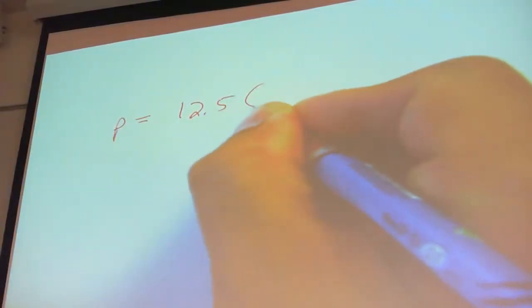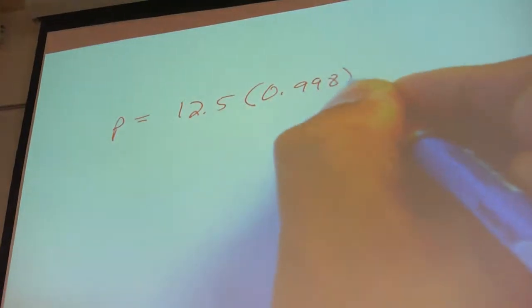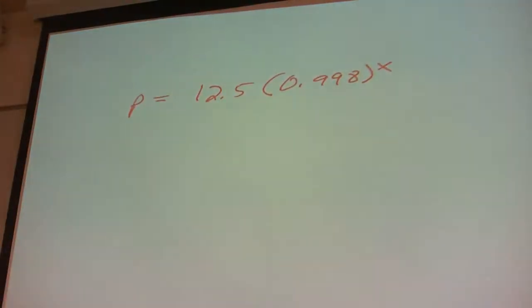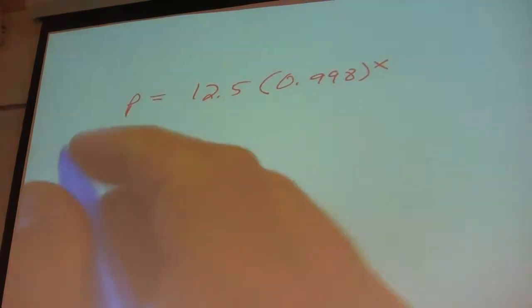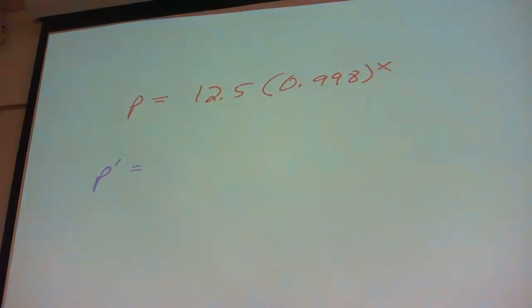P equals 12.5 times 0.998 raised to the x. So that's our equation. And what I'd like you to do, and we'll do this together, we'll talk it through. We're going to take the derivative of that. Okay? Now, don't write anything down. But work that out in your head. What you would do. I know that looks weird, but it's just like the ones we've done.